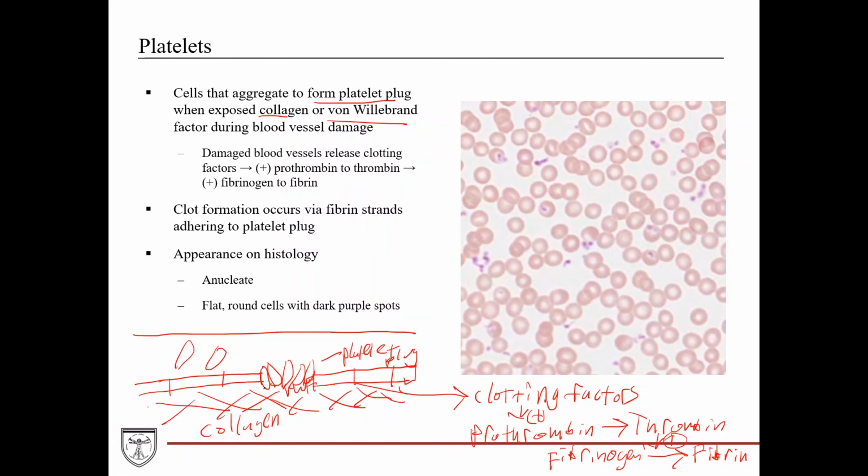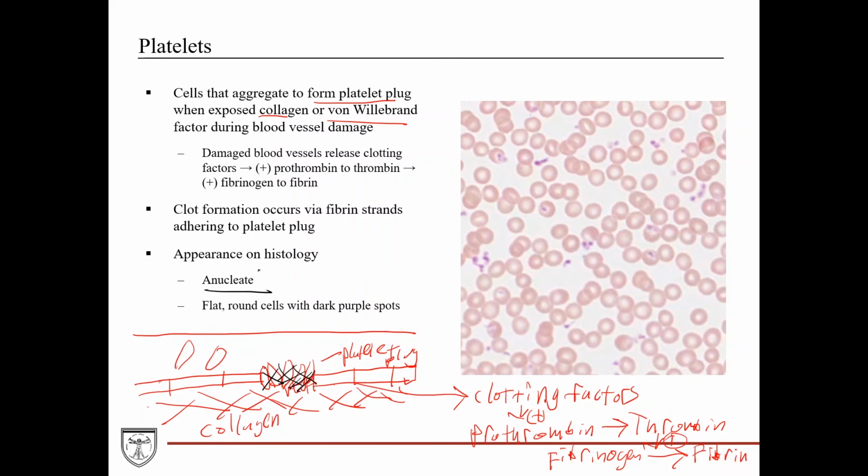And so over here, we'll mark this in black. Then you have these fibrin strands, which will come in and help seal off this platelet plug. So they'll form this meshwork and really firmly secure the platelet plug in place to achieve hemostasis and prevent any further bleeding. And then lastly here, just the appearance on histology.